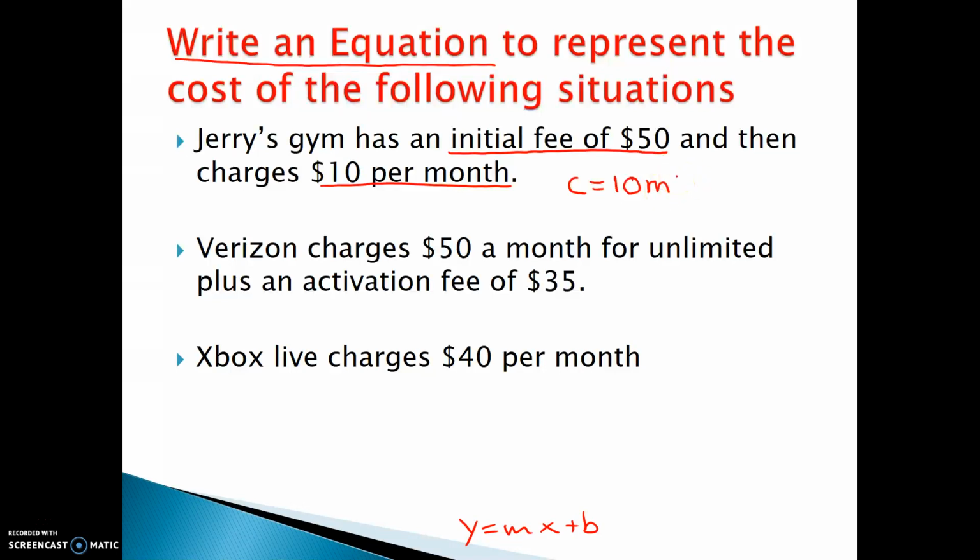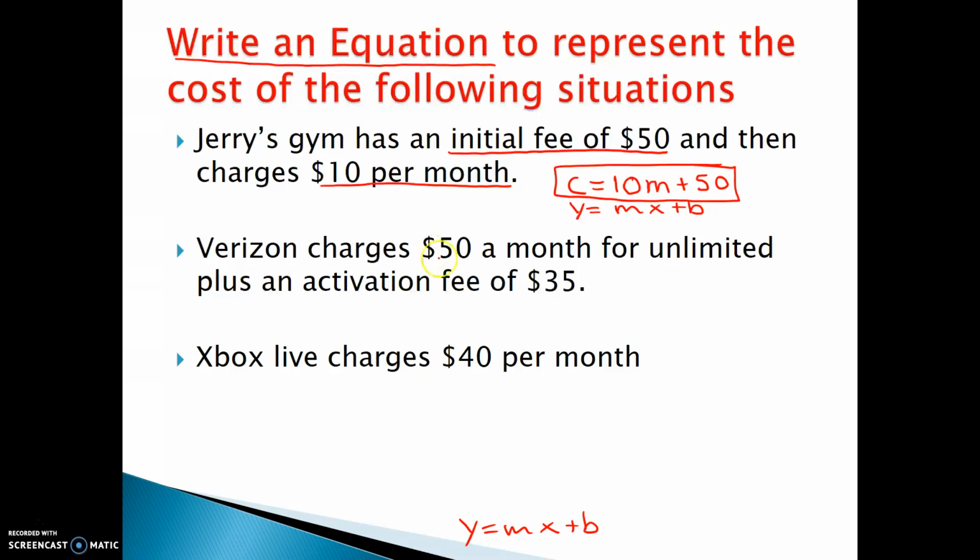But also, in addition to that, I have to pay an initial fee of $50, so it's plus 15. Now again, this is technically your y equals mx plus b right there. But again, this is what I'm looking for as of right now. So what about the next one?